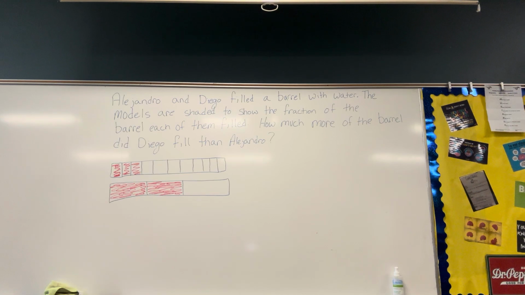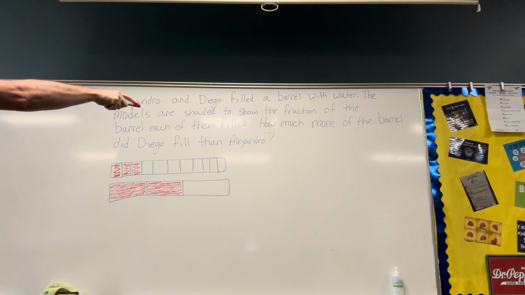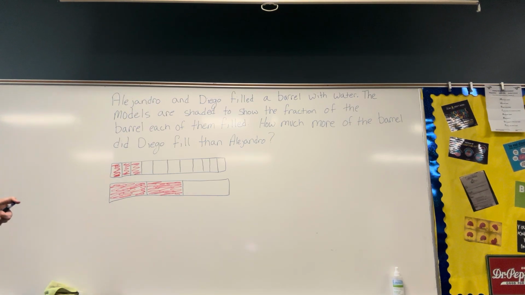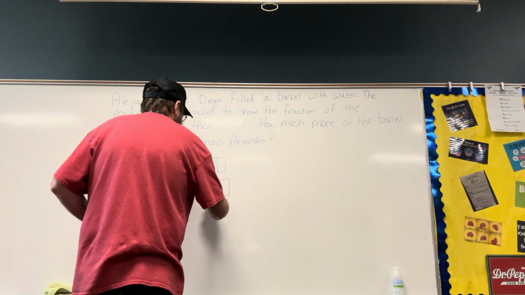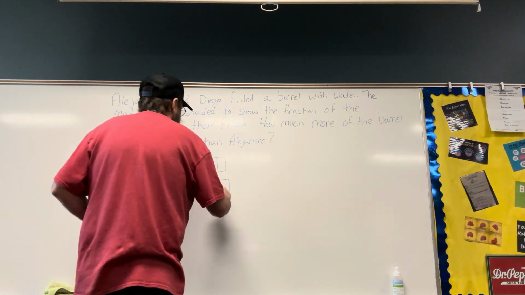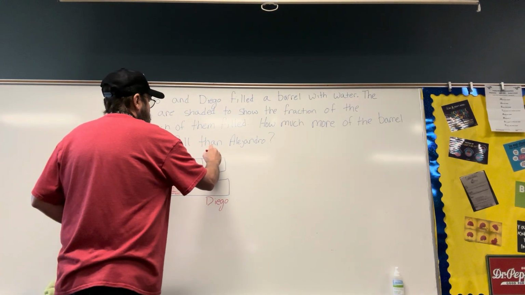Alejandro and Diego filled a barrel with water. The models are shaded to show the fraction of the barrel each of them filled. How much more of the barrel did Diego fill than Alejandro? Now, I forgot to put their names on there, so we are going to start by figuring out who is Diego and who is Alejandro. How much more of the barrel did Diego fill? Well, how much more means he did more. So obviously, this one's Diego. And if this one's Diego, this one has to be Alejandro.